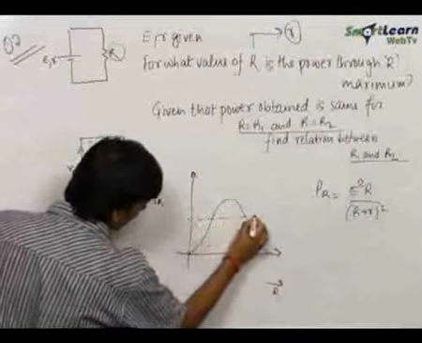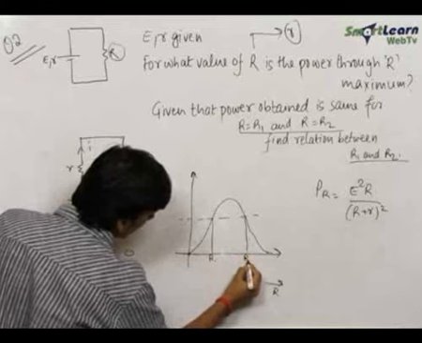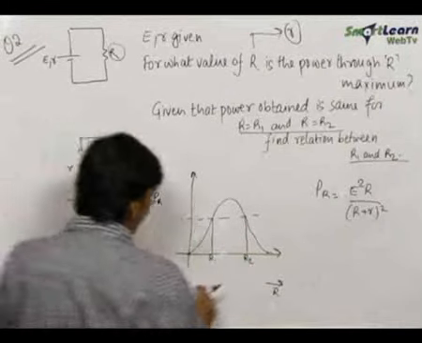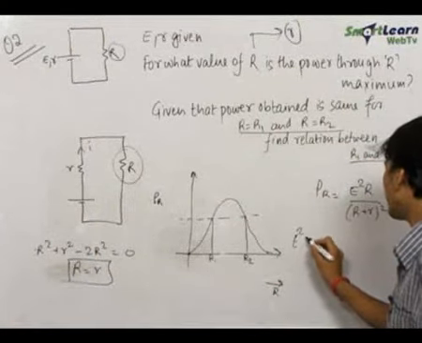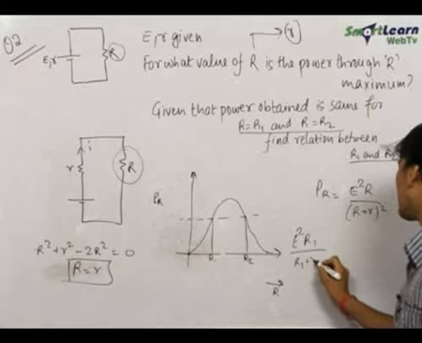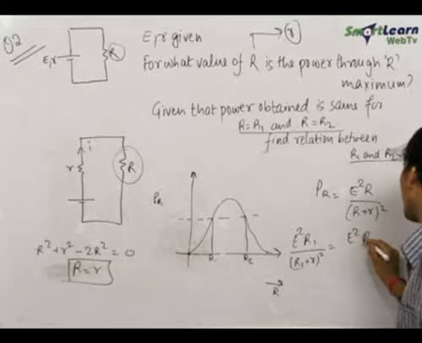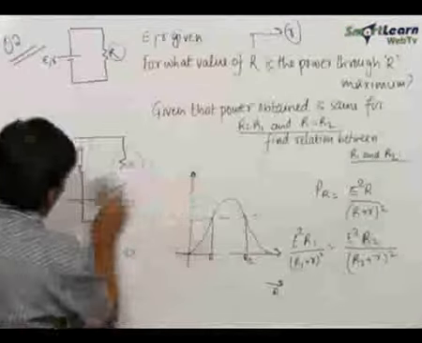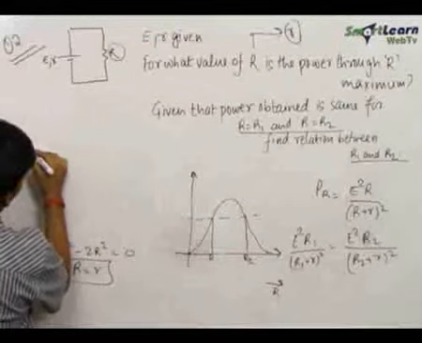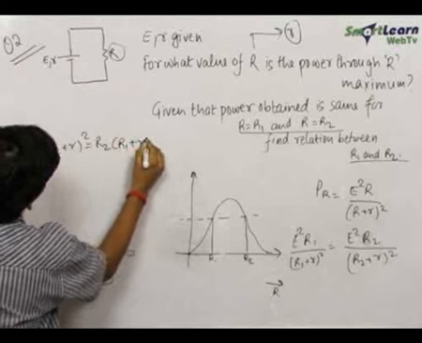Therefore we see that there are two values of R, that is R1 and R2, for which the power is same. Therefore we need to find out the relation between these two values R1 and R2. For that we write E square R1 upon R1 plus r whole square, this is equal to E square R2 upon R2 plus r whole square. On solving this, we get R1 into R2 plus r whole square is equal to R2 into R1 plus r whole square.